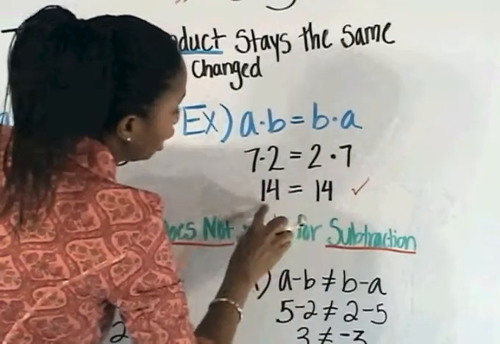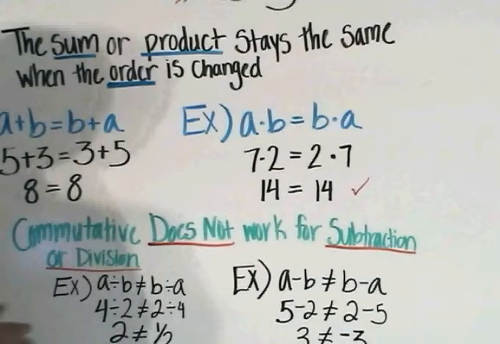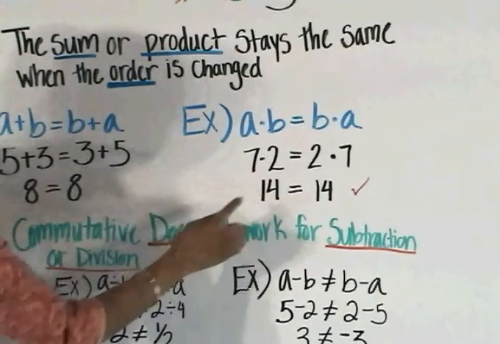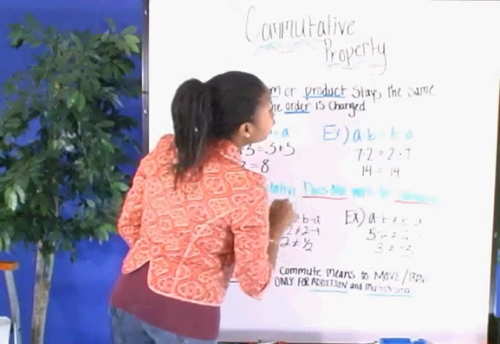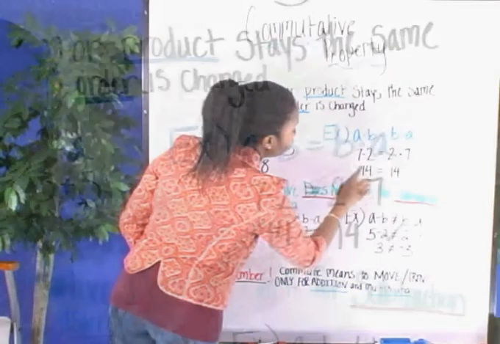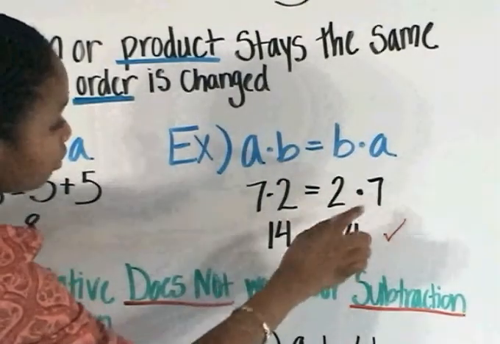Yes, because we get 14 on both sides of the equal sign. 7 times 2 is 14. 2 times 7 is 14. And this is an example of the commutative property of multiplication. 7 times 2 is 14 once again, and 2 times 7 is 14.